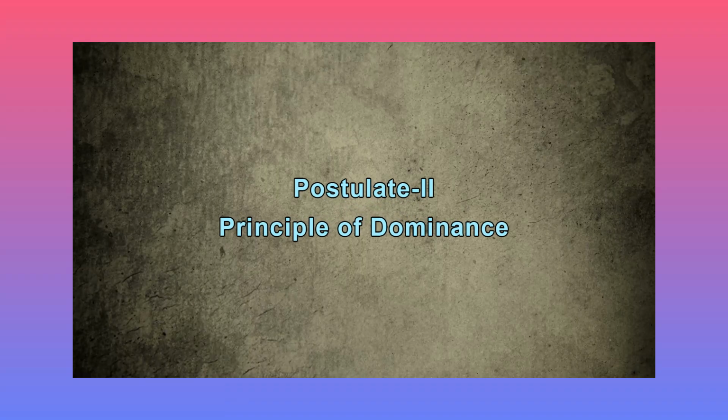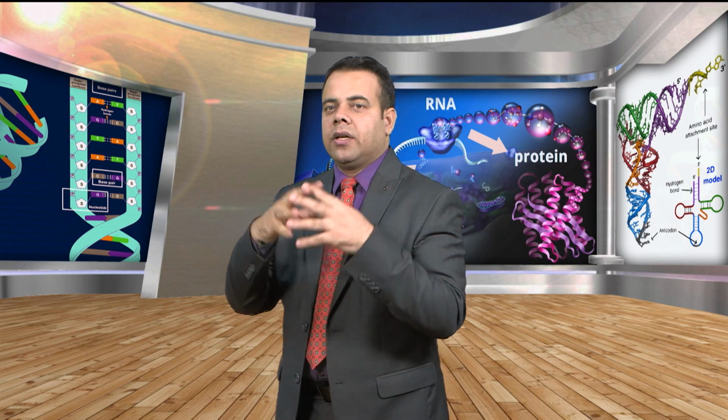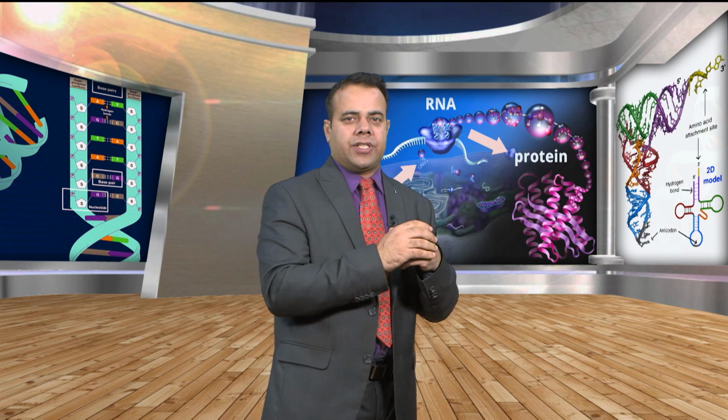The second postulate of Mendel was the principle of dominance. When two homozygous individuals with one or more sets of contrasting characters are crossed, the characters which appear in the hybrid of F1, or first filial generation, are always the dominant characters, and those which do not appear in F1 offspring are always the recessive characters.